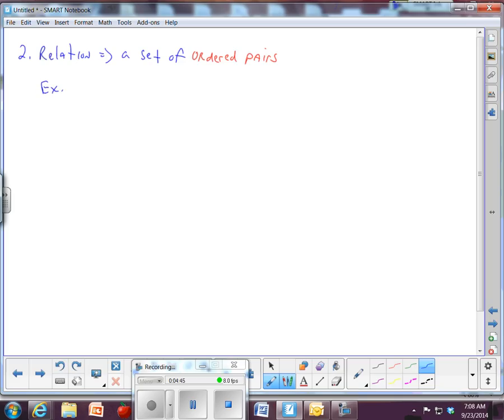So for example, let's suppose we had set A, so we'll go capital A equals brace, and then we're going to put in here some pairs. I'm going to go 0, 2, and then I'm going to go negative 2, 4, and then I'm going to go -3, -2. All right, so what we have here is a relation.